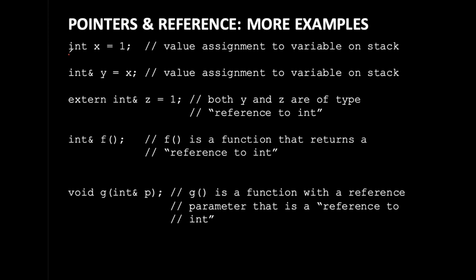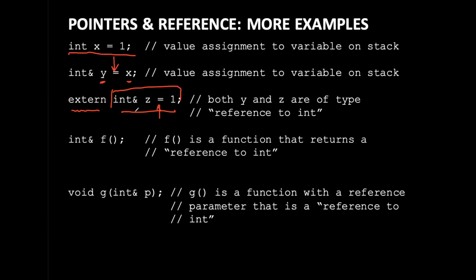We start with declaring a variable of integer type with a value of 1, and then we create an alias of that X, and this alias variable is Y. Now let's look at this example. Forget about the external keywords here. In this example, your compiler is going to give you an error, and this error is pretty obvious.